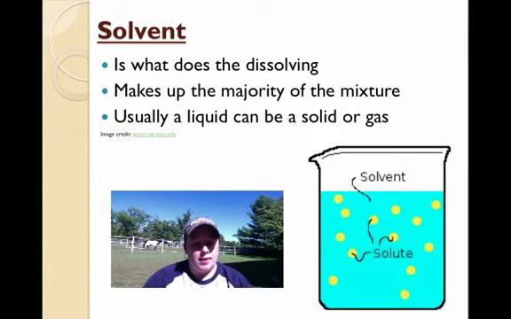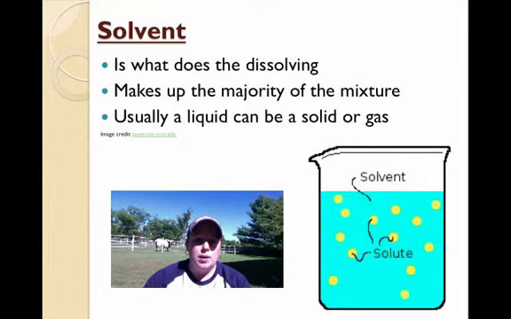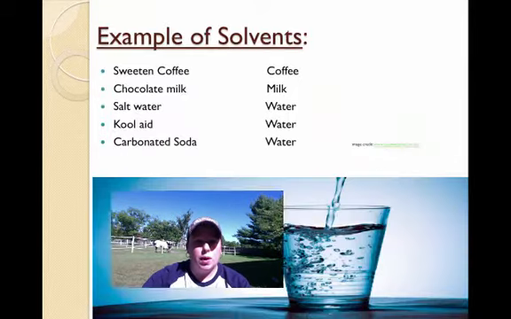So the solvent is the other half of that. It's what does the dissolving. It is the majority or usually the highest volume between the two. And it's usually a liquid or it can be a solid or a gas. So look at the picture you have below. I would definitely jot that down. So notice the solvent is the one in blue. You can definitely tell there's a lot more blue than yellow. And the yellow is the solute. So it's what was dissolved.